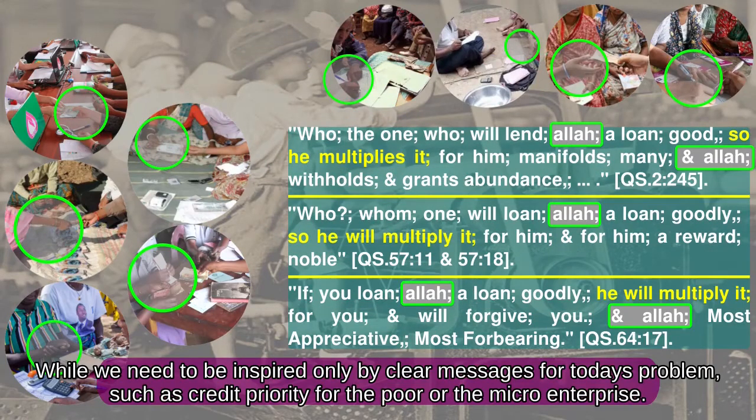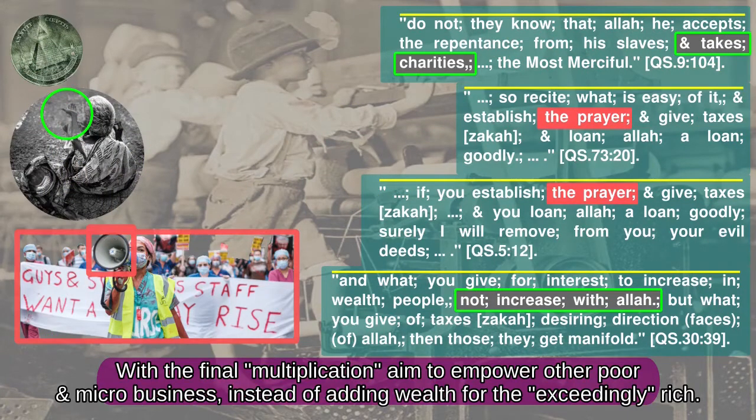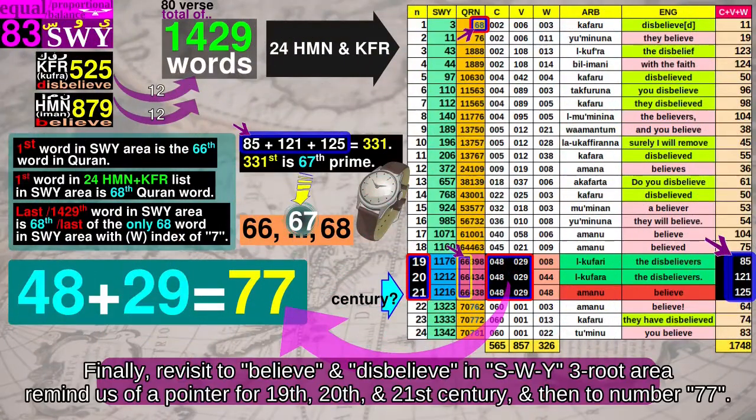While we need to be inspired only by clear messages for today's problem, such as credit priority for the poor, or the micro-enterprise, with the final multiplication aim to empower other poor and micro-business, instead of adding wealth for the exceedingly rich. Finally, revisit to believe and disbelieve in SWY3 root area, remind us of a pointer for 19th, 20th, and 21st century, and then to number 77.